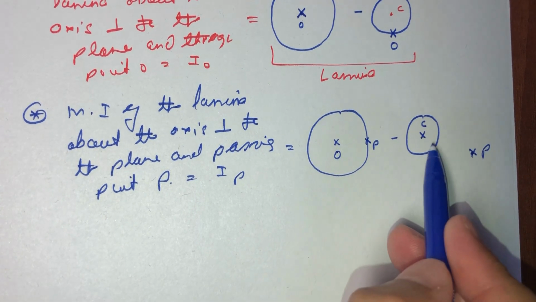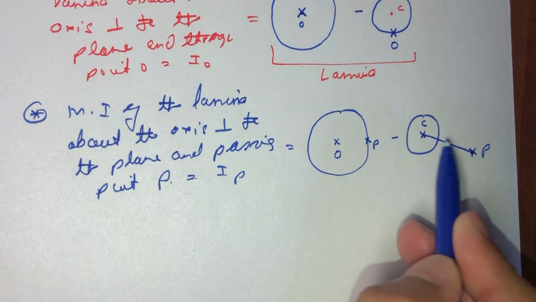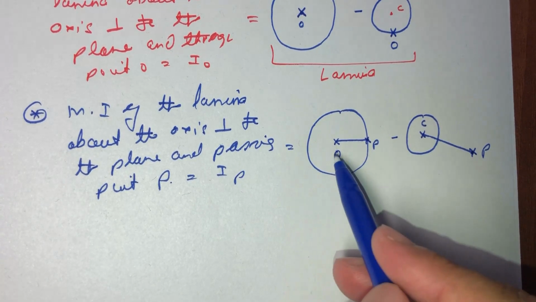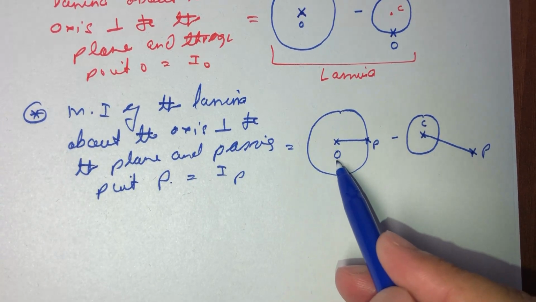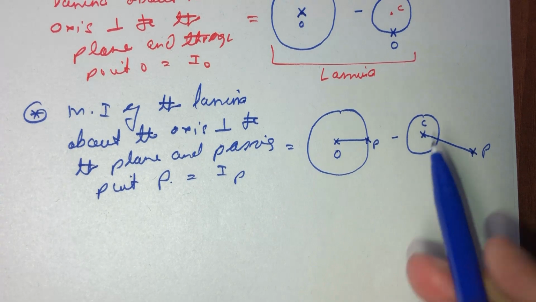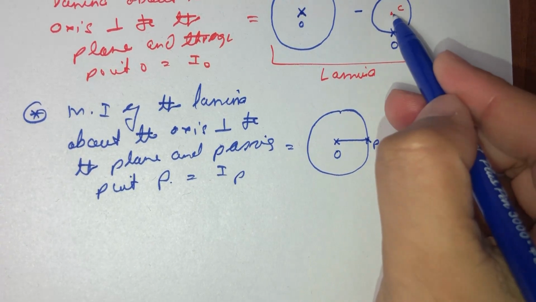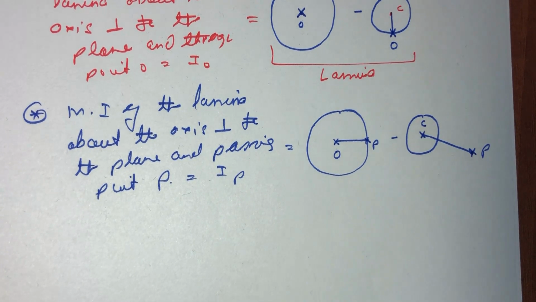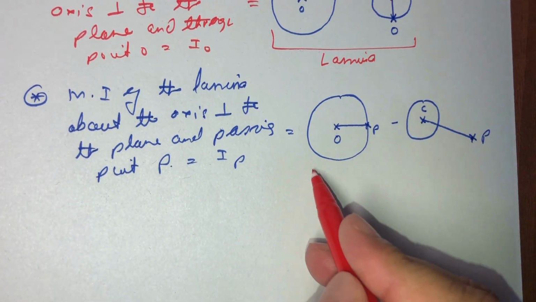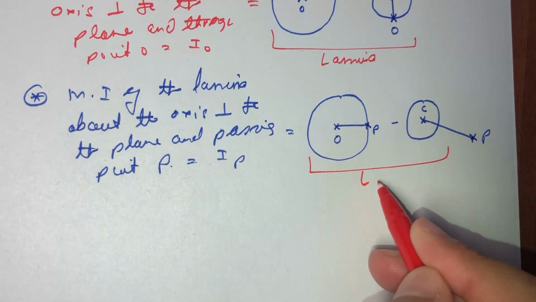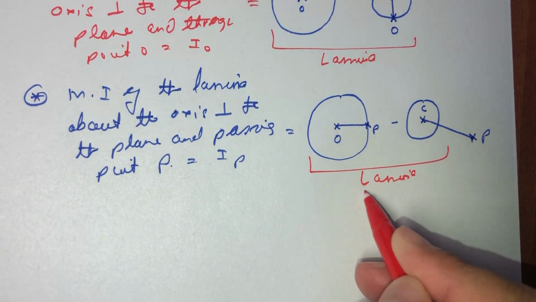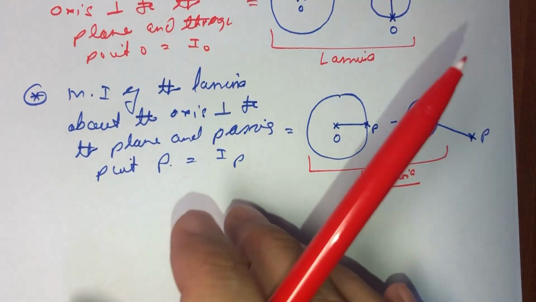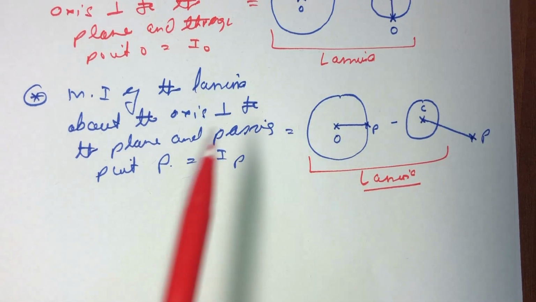And this will be the perpendicular distance between the axes. Here it will be the distance between the perpendicular axes passing through O and P, and in this case this will be the perpendicular distance for the smaller disk, and this will be our lamina. So this is the basic understanding of the question which we are supposed to find out.